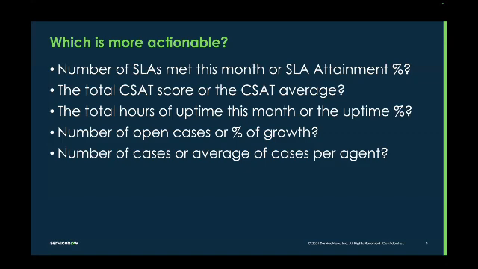Do I want to look at my total CSAT score? I got all these 7s and 8s and 9s, and I just sum them up and I have 532. Or do I want to see the average of CSAT, right? We always look at the average of CSAT. Total hours of uptime or percentage of uptime. Number of open cases, a number. Sometimes that's useful, but the percentage of growth is probably going to help me plan some more.